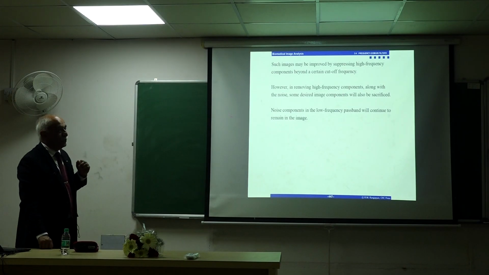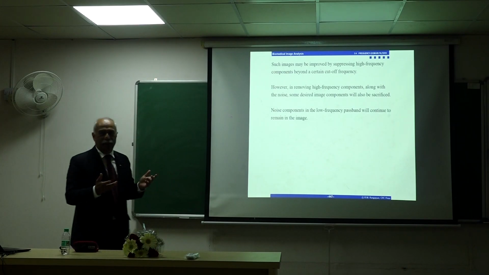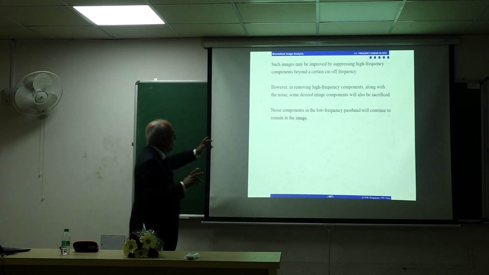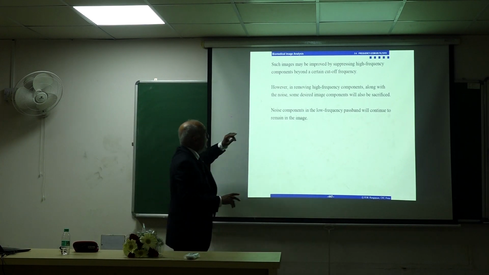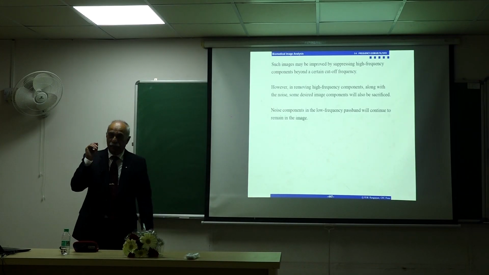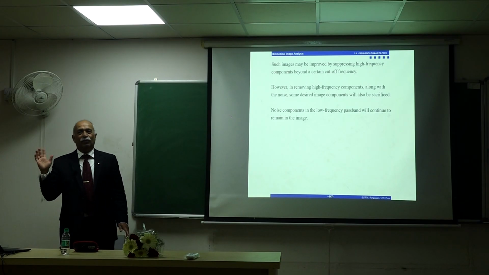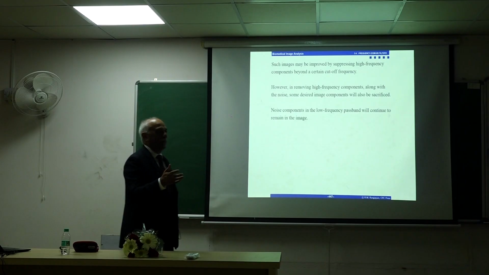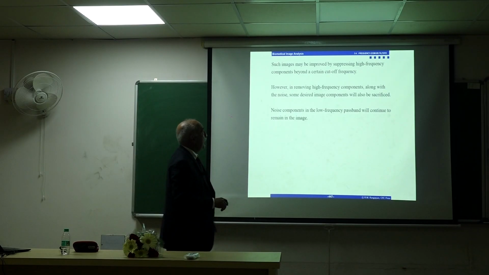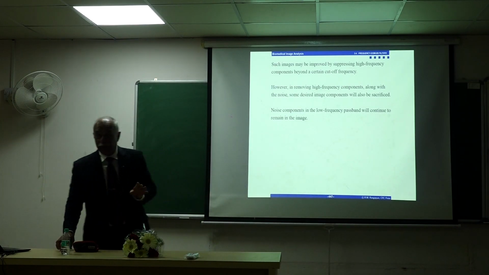To achieve some smoothing and removal of high frequency noise, you can apply a low pass filter, to remove or suppress high frequency components. But in removing high frequency components along with noise, you lose some desired image components which are related to edges, fine detail, and fine texture. So there is always some loss. You reduce noise, but you also lose sharpness and fine details. Noise components in the low frequency pass band will continue to exist in the image.